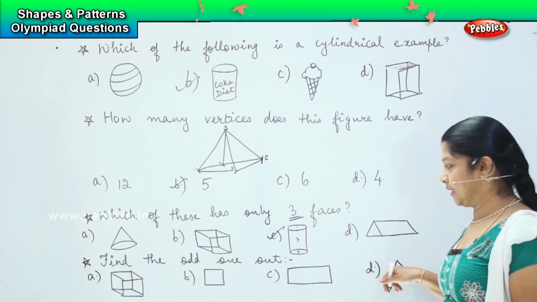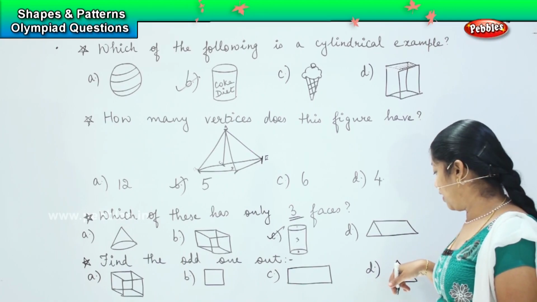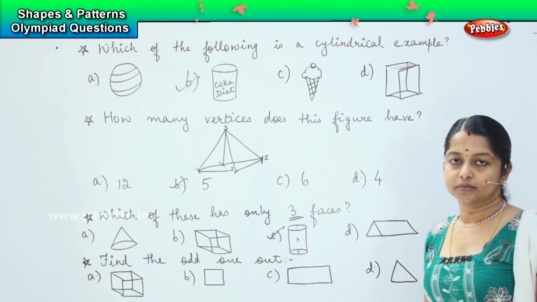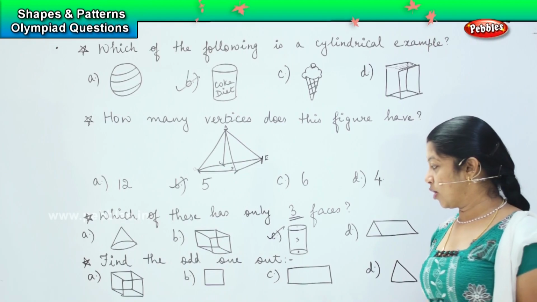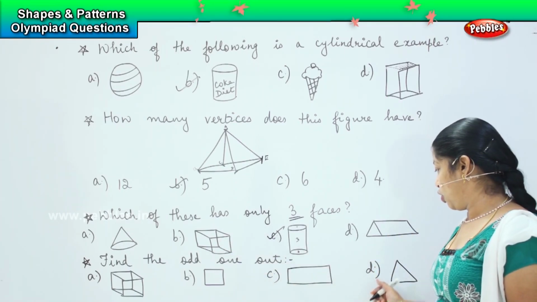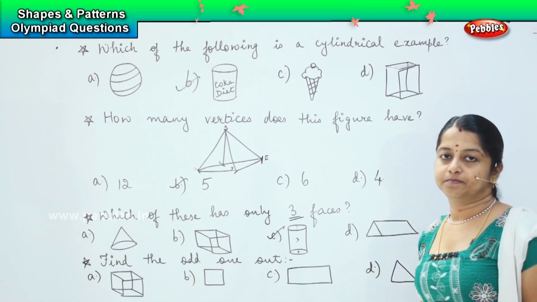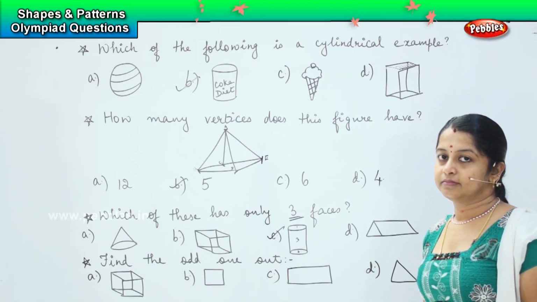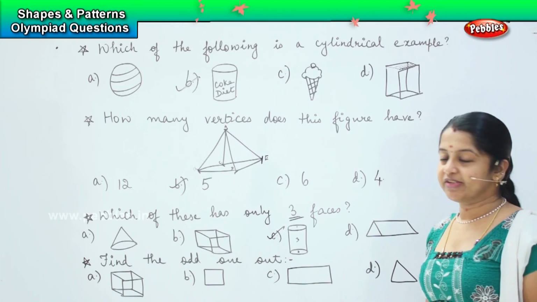Did you say a triangle? Okay, why do you think triangle is the odd one out here? Oh, because all these have got 4 sides and this has got 3 sides? No, but this is not the right answer. Can you try again and tell me which is the odd one out?